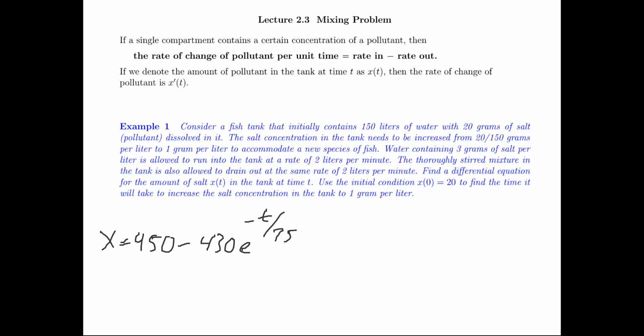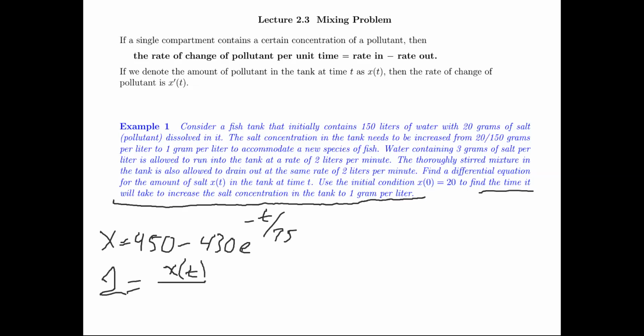It says, find the time it will take to increase the salt concentration in the tank to 1 gram per liter. What does that mean? If we want the concentration to be 1 gram per liter, that says that 1 is equal to the concentration, which is x of t, that's our function that we just calculated, divided by the amount of water in the tank, because that's how you get a concentration, right? It's the amount of pollutant divided by the total amount of liquid in the tank. So the amount of the pollutant is x of t, and the amount of water is 150.